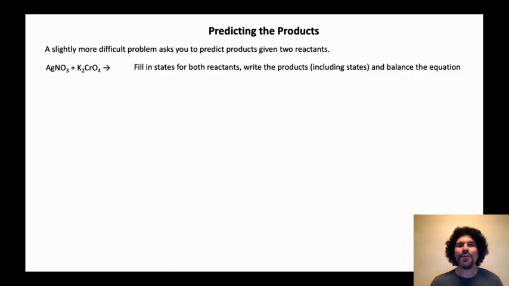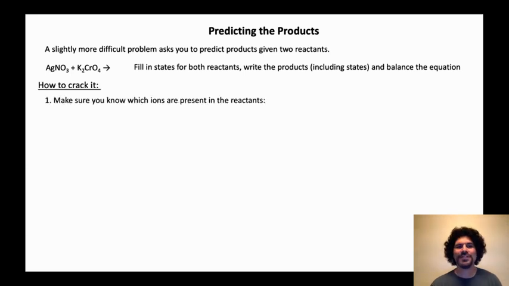Okay, so then what I want to move to is a slightly more difficult problem, and that is giving you just the reactants and asking you to predict the products. So what I want you to do, we're going to consider the reaction of silver nitrate with potassium chromate. That's what CrO4 is. So I want you to fill in states for both of the reactants, write the products, including the states, and then balance the equation. Okay, so let's get to it.